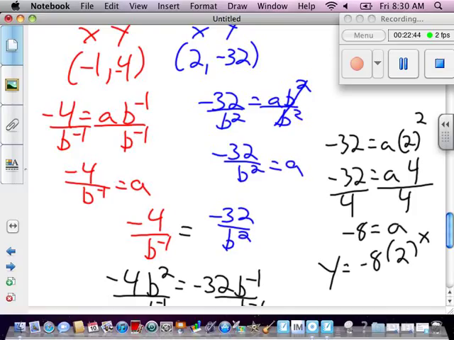Is this a growth or decay problem? Growth, because that's positive. It doesn't matter that there's a negative in front. Yes, Austin.